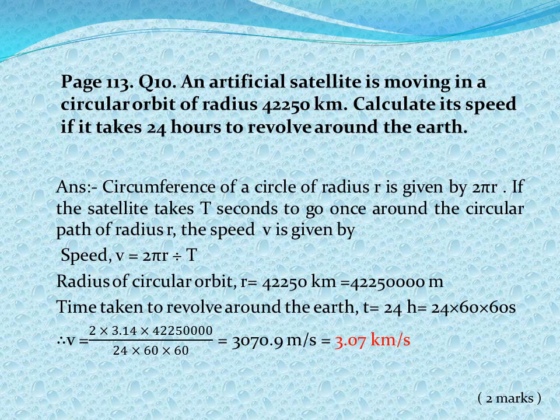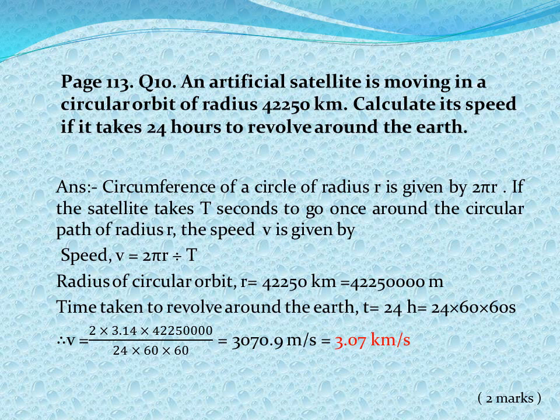Page number 113, question number 10. An artificial satellite is moving in a circular orbit of radius 42,250 km. Calculate its speed if it takes 24 hours to revolve around the Earth. Answer. Circumference of a circle of radius r is given by 2 pi r. If the satellite takes t seconds to go once around the circular path of radius r, the speed v is given by speed v equals 2 pi r divided by t.